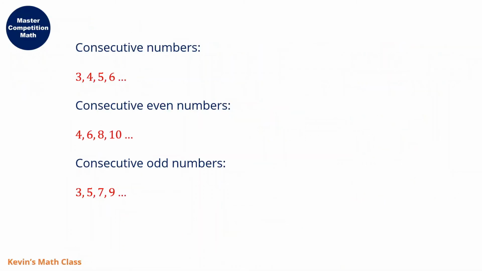So sometimes you might see words like consecutive numbers. Consecutive has the same meaning as continuous. So it's actually continuous whole numbers such as 3, 4, 5, 6. And you might also see expressions like consecutive even numbers. That is even numbers that are continuous, like 4, 6, 8, 10. And consecutive odd numbers are odd numbers that are continuous.